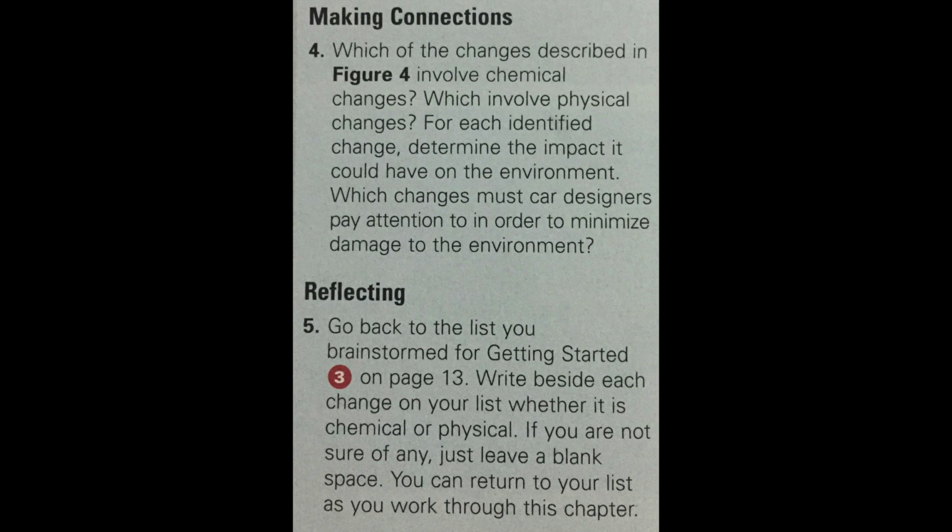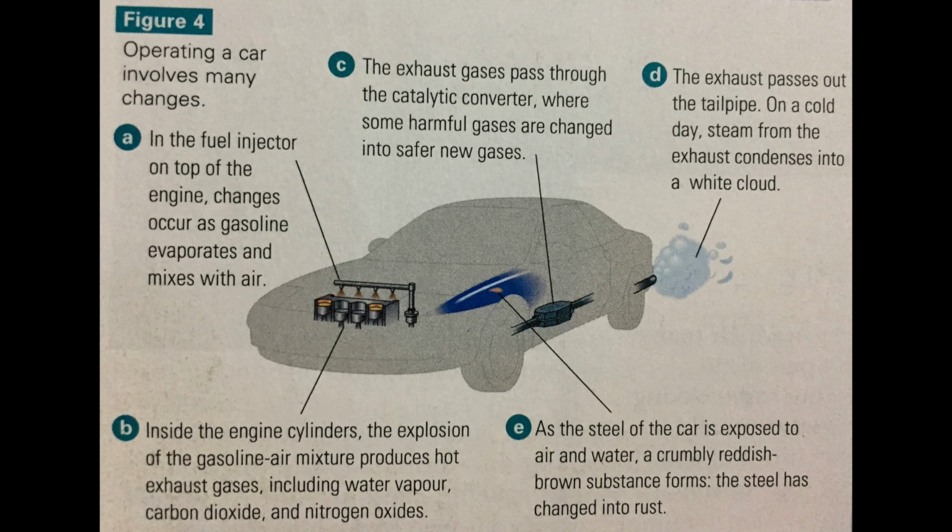Making connections. Which of the changes described in Figure 4 involve chemical change? Well, certainly the explosion in the cylinders, B, the catalytic converter, you're changing it into harmless or more harmless substances. E, the rust of the car, that's chemical as well. For each identified change, determine the impact it could have on the environment.